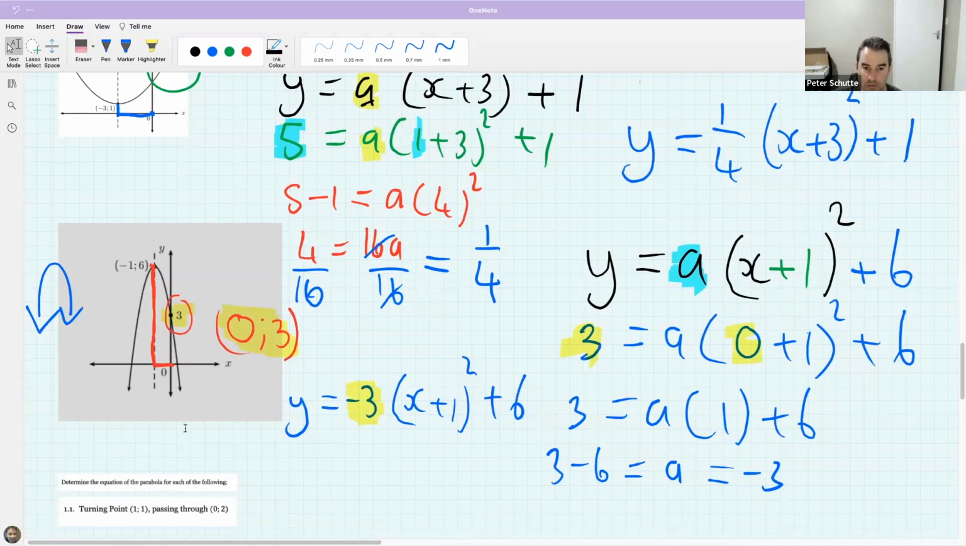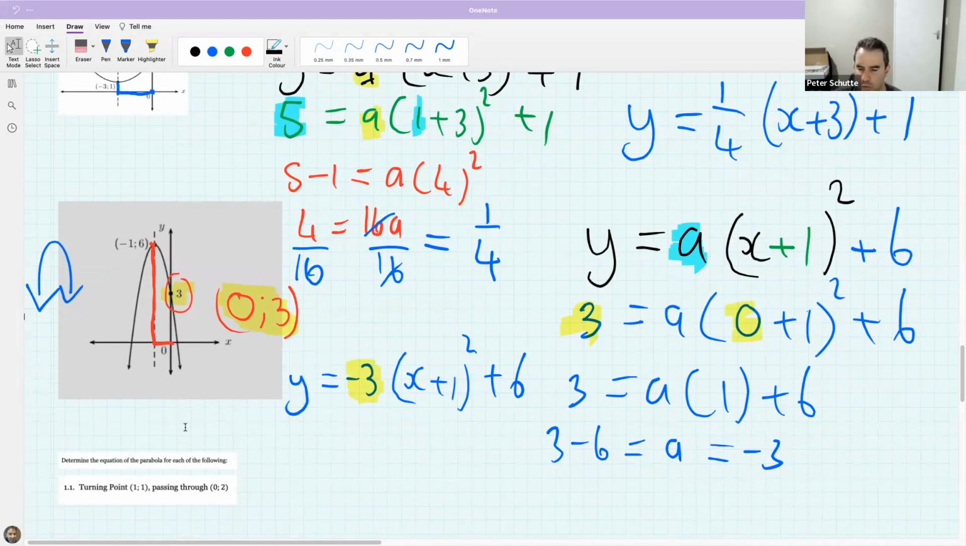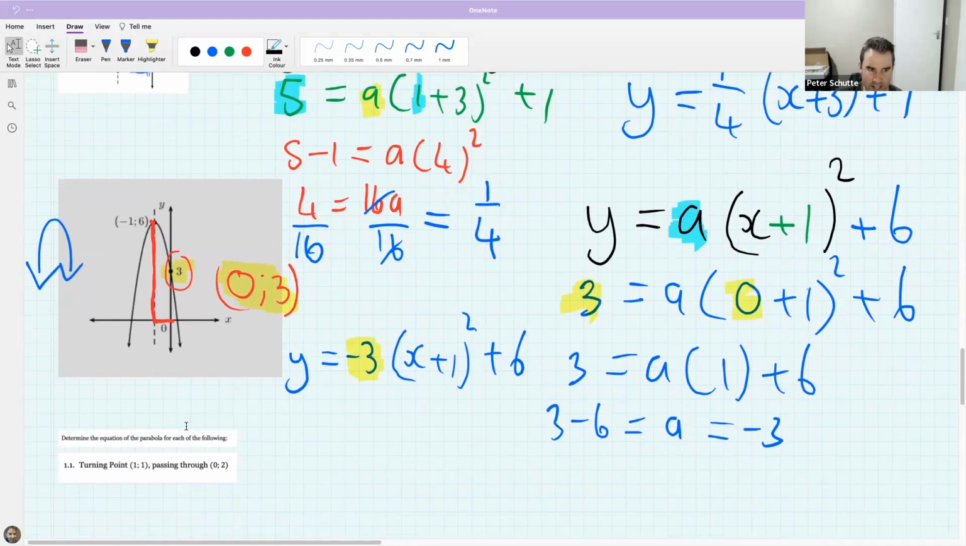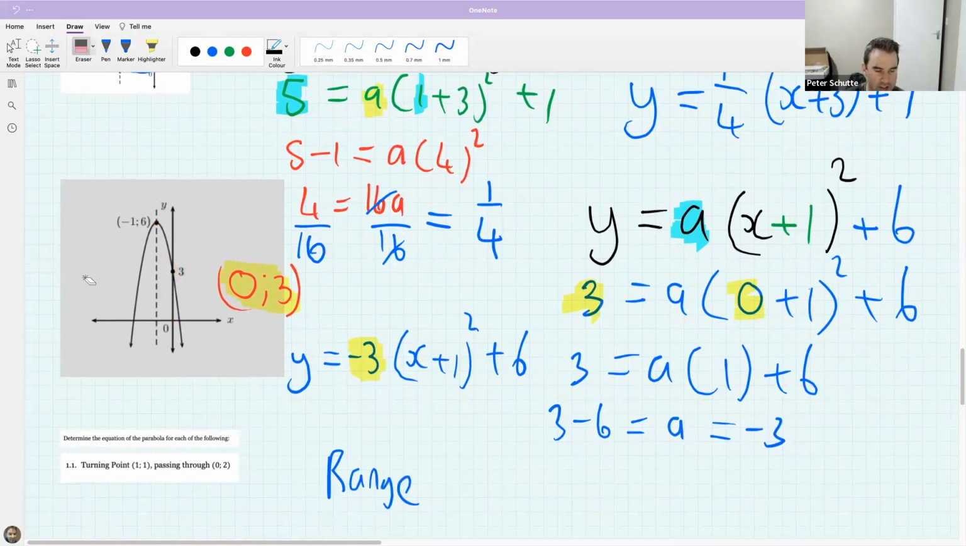Everyone, I think you've done really, really well today. I just want to do one more question before we call it a day. I want to ask you, what is the range of this graph that I have just put on the board here? What is the range of this parabola? Can you write down what the range is of this parabola? I'd love to see if you can answer that question.